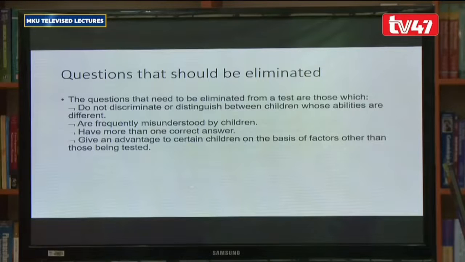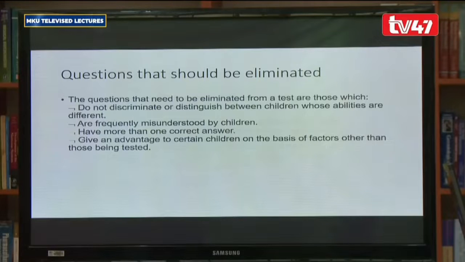One of them are those items that do not discriminate or distinguish between different learners' abilities in the class. Those items that are not able to distinguish between, for example, high achievers and low achievers, or those that are not able to discriminate the special skills and needs of the students in class, then those kind of questions should be eliminated.